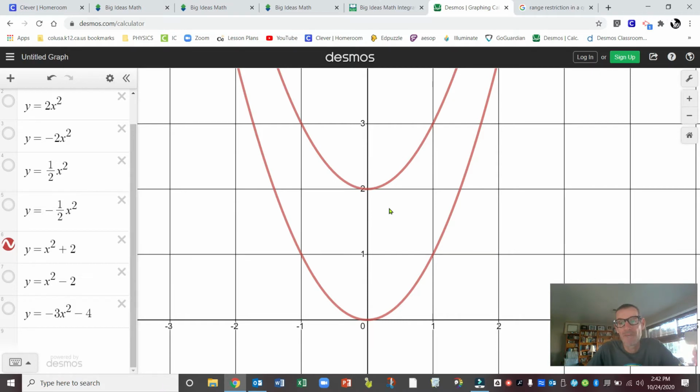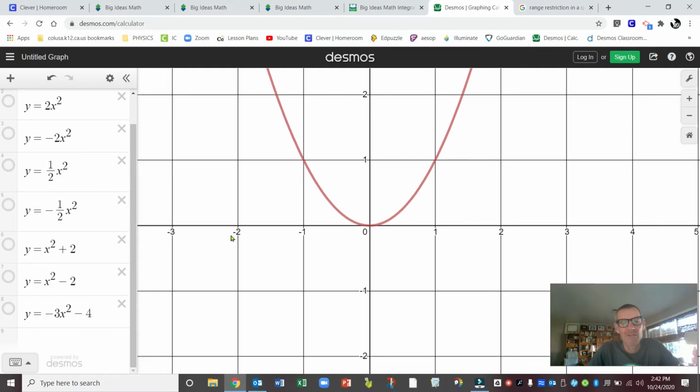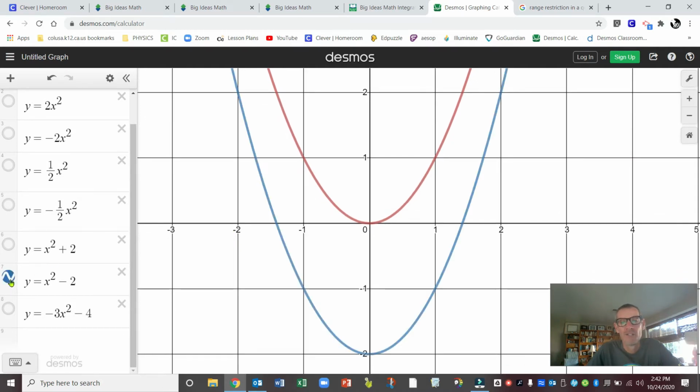One important thing about the c value is that the c value always tells us the y-intercept. So the next one, we have y equals x squared minus 2. So we know that our y-intercept will be at negative 2. The blue graph is exactly like the parent function, but it's been translated down 2. Now its vertex is at 0, negative 2, and its y-intercept is negative 2.